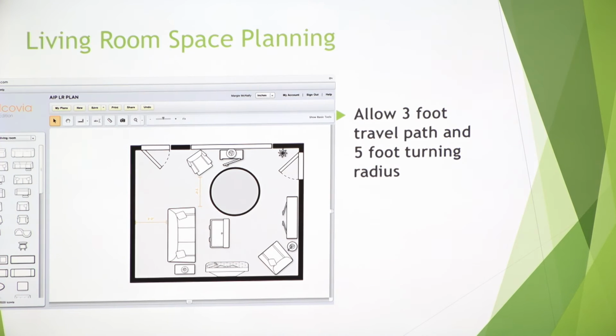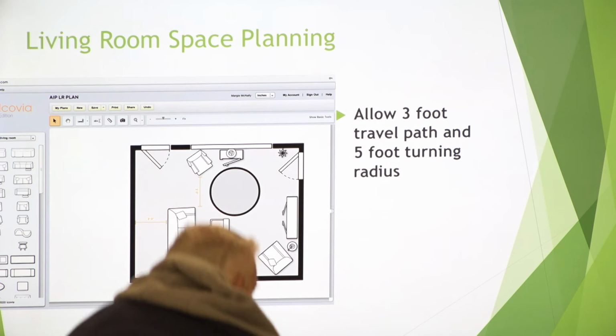And then we want to talk about our 3-foot travel path and 5-foot turning radius. So at least 3 feet, 42 is better to have this access to spaces. And then a good 5-foot turning radius if someone was in a wheelchair, or if you were in a wheelchair, you could turn around. Like a bathroom technically should have a 5-foot circle turning radius within the bathroom so that you can move around and go out very easily.